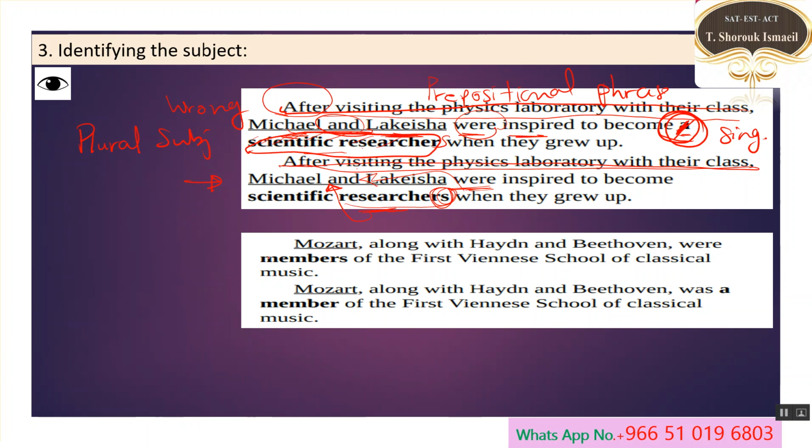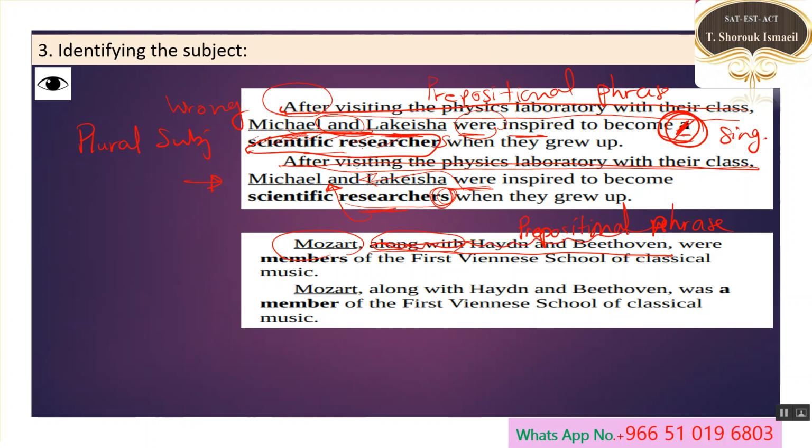Okay, let's have another example. Mozart, along with Haydn and Beethoven, were members of the first Viennese school of classical music. Mozart, okay, along with Haydn and Beethoven. Along with is a preposition. This is a kind of prepositional phrase. Do I need it? Actually, no, I don't need it at all. So I just cross it out.